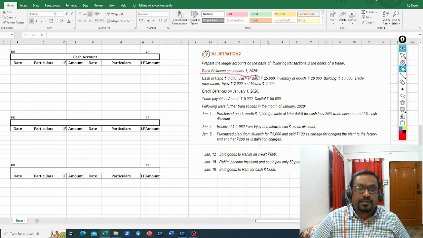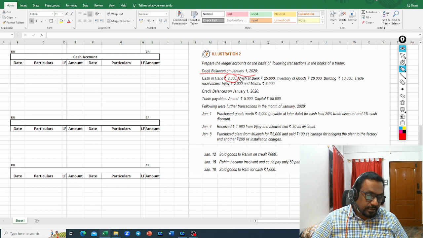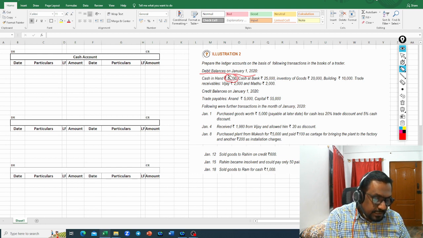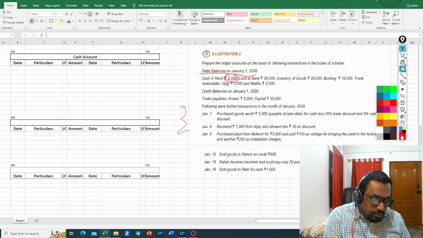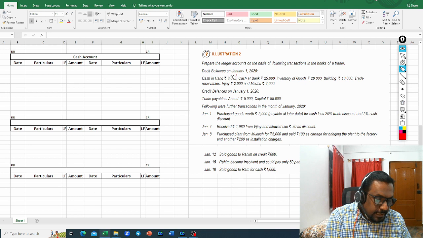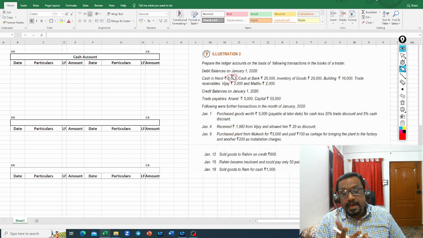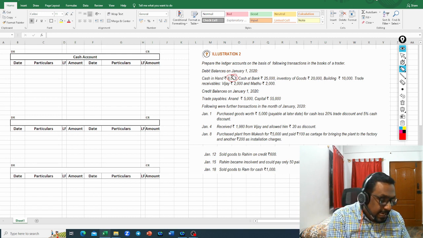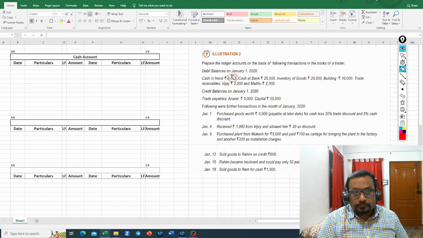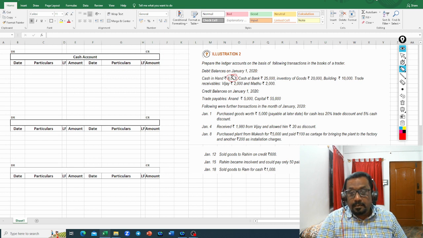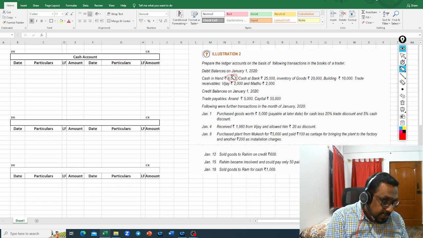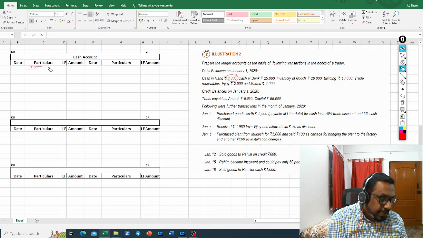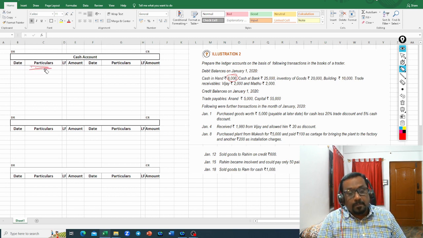First, start from here. Debit balance on 1st January 2020. Cash on hand 8,000 rupees, right? Cash on hand is an asset, and all assets are debit balances. So I need to prepare a cash account. Since cash on hand is an asset, it is a debit balance. On the debit side of the cash book, I need to put it as to balance brought down.